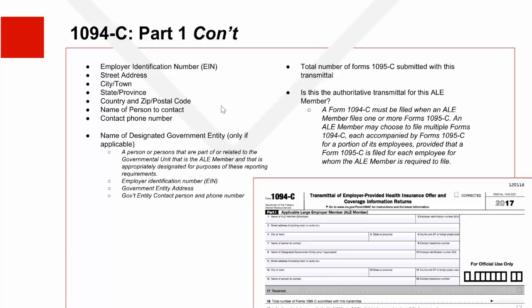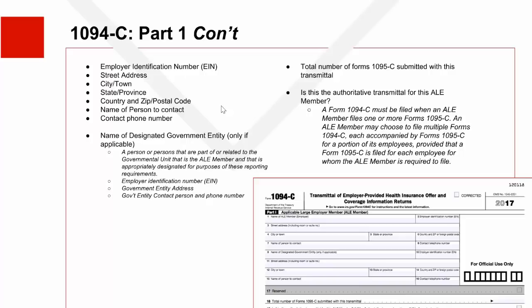Aside from the employer basic details, part 1 also asks employers to provide the name of the designated government entity, of course only when applicable. So this only applies to those who are part of a larger government entity. That means municipalities, schools, things like that. If you are not a part of a government unit that is also an ALE member, then you can go ahead and skip boxes 9 through 16. So that's comforting for non-government entities there.